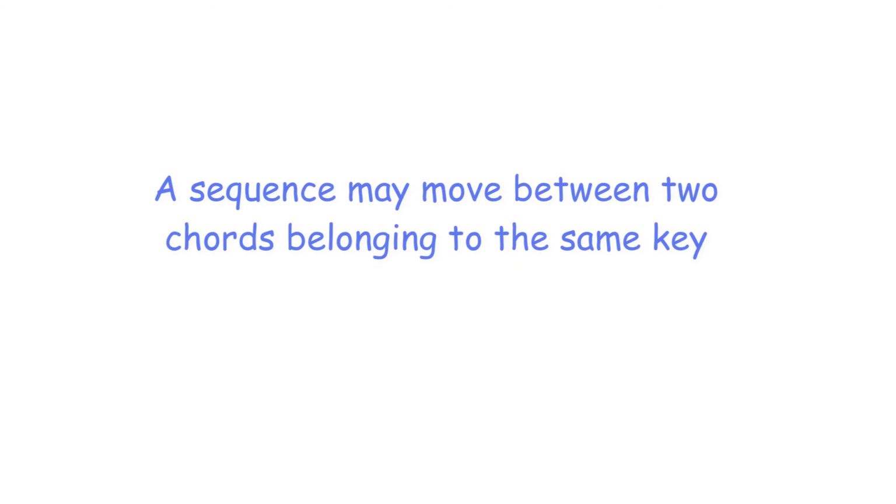In this way, a sequence may move between 2 chords belonging to the same key. In this example, it connects the tonic and submediant chords in C minor, or it may modulate to a new key. In this example, the sequence moves from the key of C minor to G flat major.